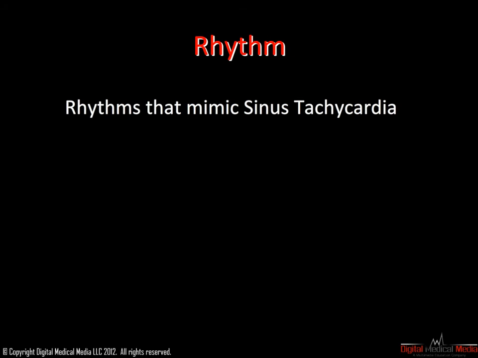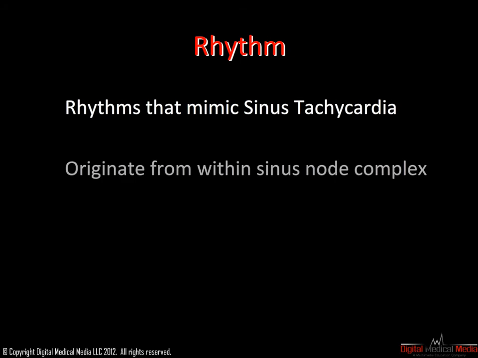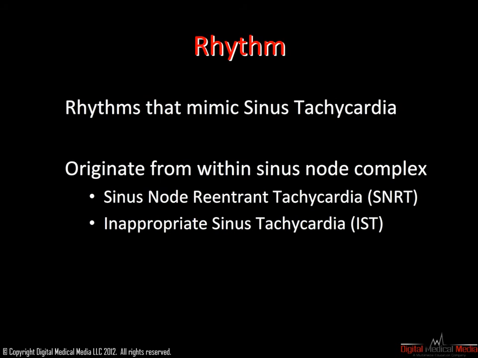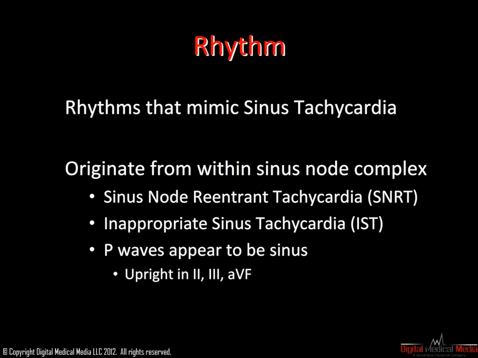Now that we have an understanding of the two major mechanisms for abnormal rhythms, let's turn our attention to two rhythms which mimic sinus tachycardia. Both of these rhythms are generated from within the sinus node complex. The first is called sinus node reentrant tachycardia, and the second called inappropriate sinus tachycardia. Since both of these rhythms originate from within the sinus node complex, they will both have P waves which appear to be sinus in origin. The P waves will be upright in leads 2, 3, and AVF, and inverted in lead AVR.